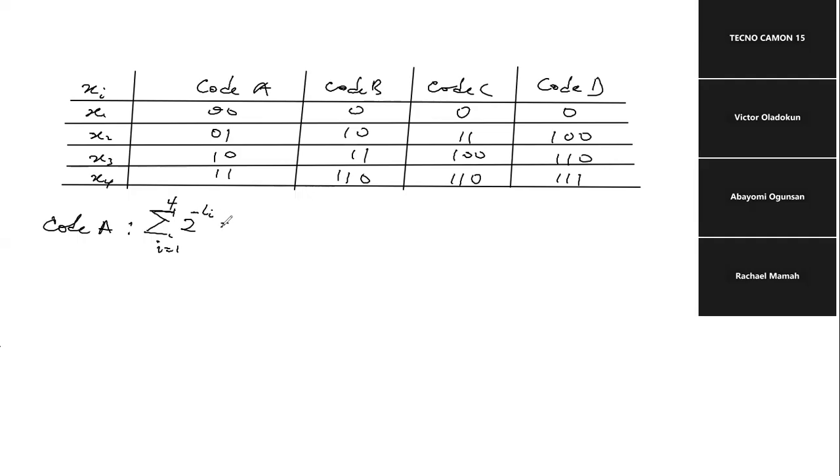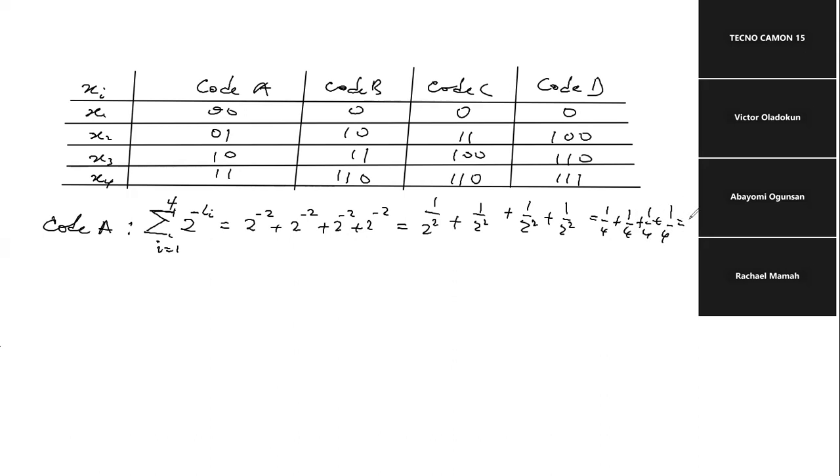So in this case, we have 2 to the power of minus 2 plus 2 to the power of minus 2 plus 2 to the power of minus 2 plus 2 to the power of minus 2, which is the same thing as 1 over 2 squared, four times. So that's 1 over 4 plus 1 over 4 plus 1 over 4 plus 1 over 4, which is equal to 1. So here, this code is complete because strict equality holds.